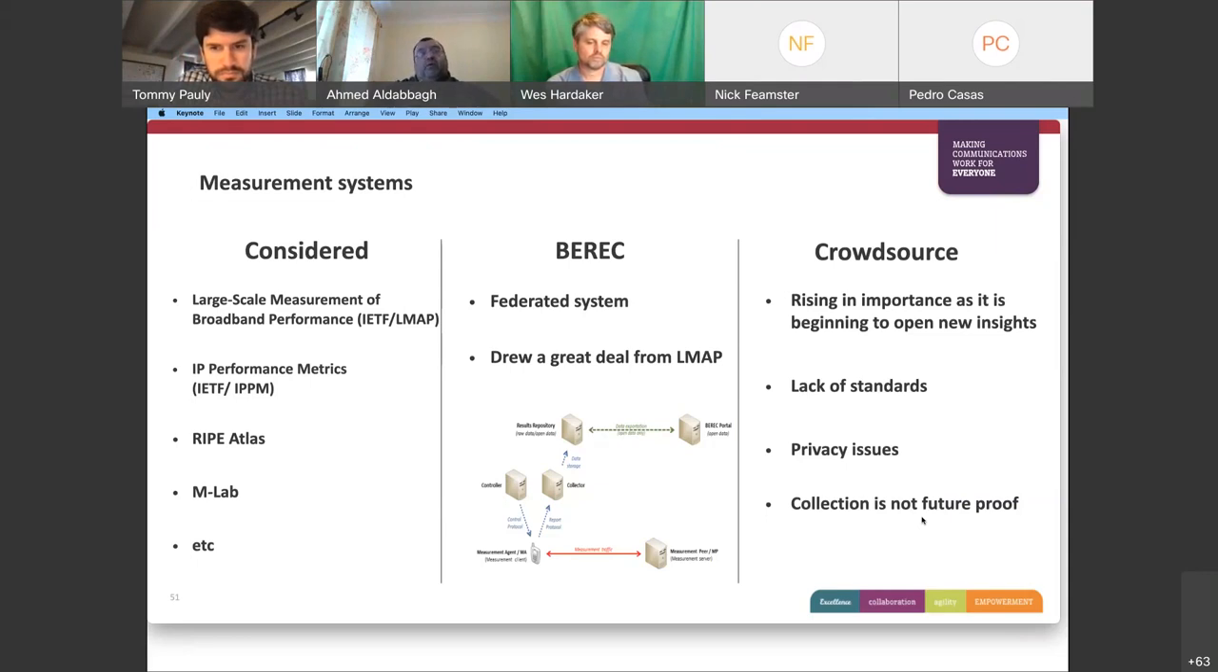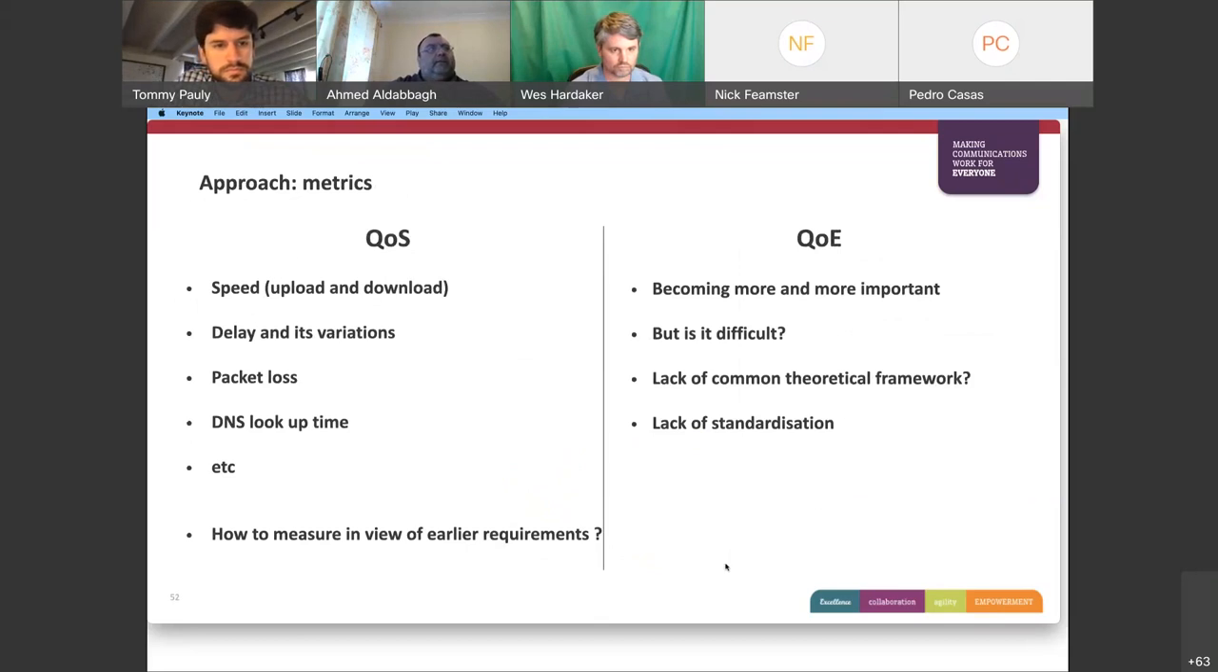BEREC eventually embarked on building a system. I don't know how far that got. I was involved in the specifications. I know for sure that we drew a lot of material from the LMAP architecture and IPPM as well. But one thing that I would like to highlight here is the rising star in this game, and that's crowdsourcing, because of opening a new insight into the experience of people and also the networks themselves. However, there is a lack of standards in the space. Privacy issues are prevalent as well. And the collection of data isn't future-proof. We're still at the mercy of the operating system vendors. Sometimes some of the information is made available, sometimes not. Next slide, please.